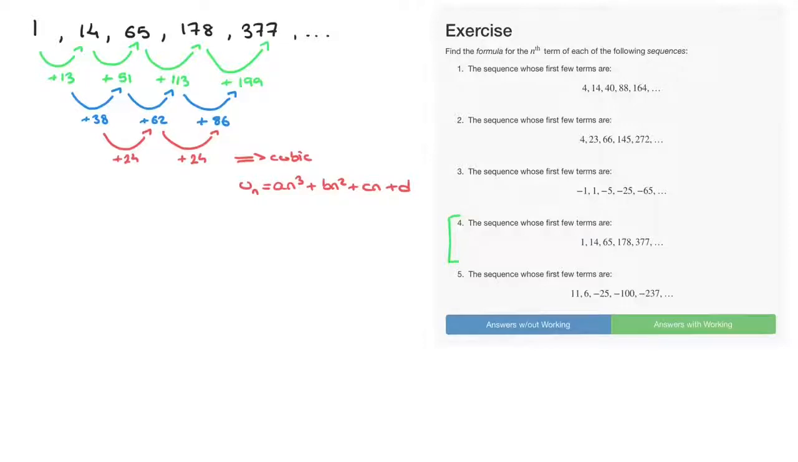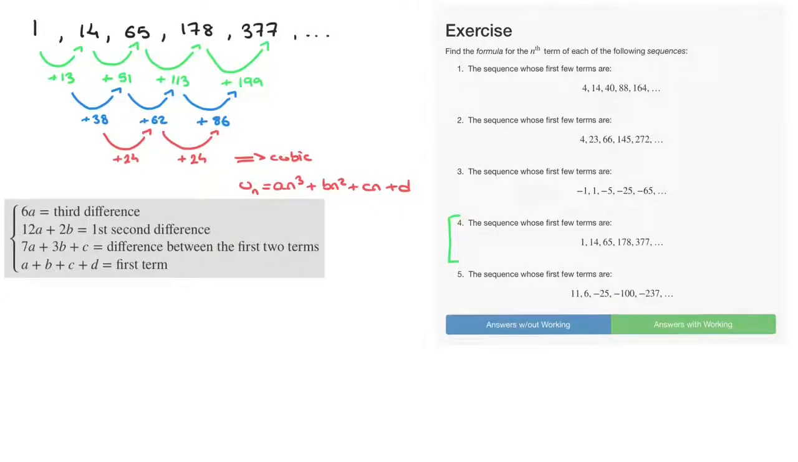And to do that, we use the four equations for cubic sequences, which I show right now. Here they are. So the first of the four equations, the one at the top, is 6a equals to the third difference. So in our case, the third difference is 24. So we can go ahead and write our first equation, which is 6a equals to 24. The second equation is 12a plus 2b equals to the first second difference. Now the first second difference is the first second difference we have on the second difference row. So that would be 38. So we can go ahead and say 12a plus 2b equals to 38.